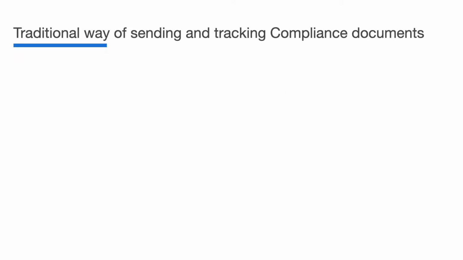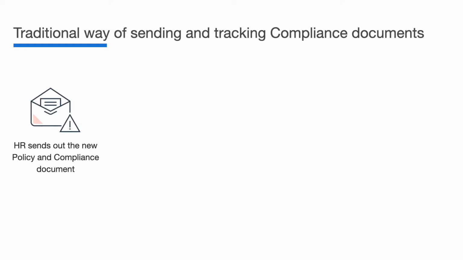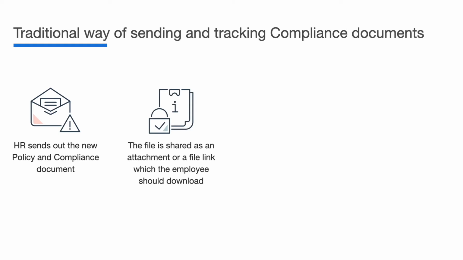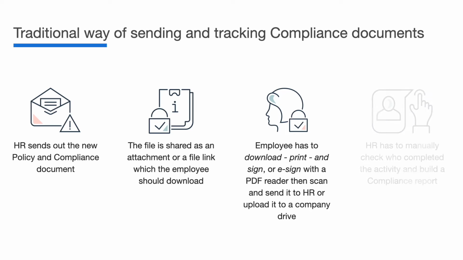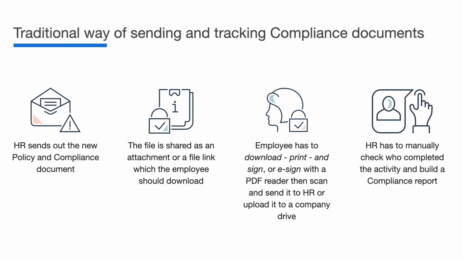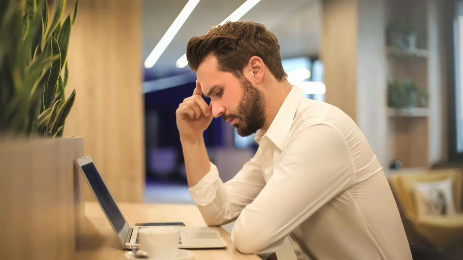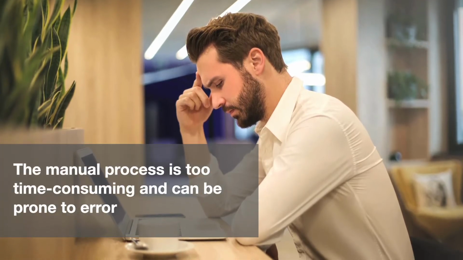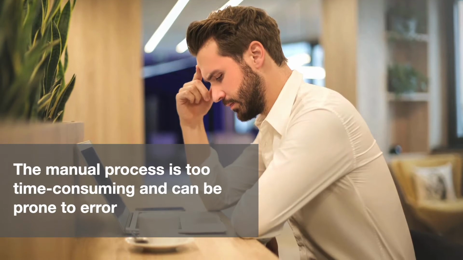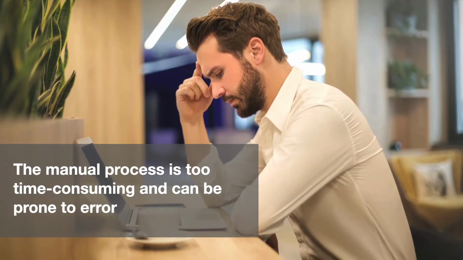Typically, whenever there's a new policy, HR will do the following: create a global or local announcement, share a file, either as an attachment or a drive link, require the employee to download and sign or e-sign the document using a PDF reader, and from there, HR will go through each email and file and manually record which employees have already signed. Needless to say, this takes a lot of time and effort, not just for employees, but especially HR, who'd collate this for hundreds, if not thousands of employees.